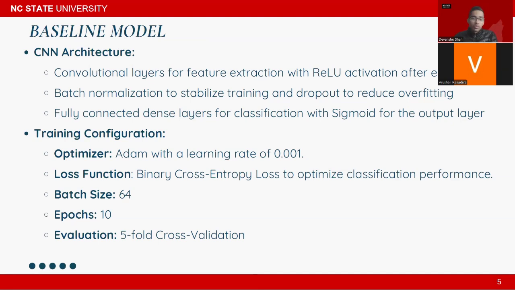About the baseline model, we begin with a baseline convolutional neural network. It consisted of convolutional layers with ReLU activation, batch normalization for stable training, and dropout to mitigate overfitting. The final classifier used a sigmoid output. The model was trained using the Adam optimizer with binary cross-entropy loss across 10 epochs with 5-fold cross-validation.